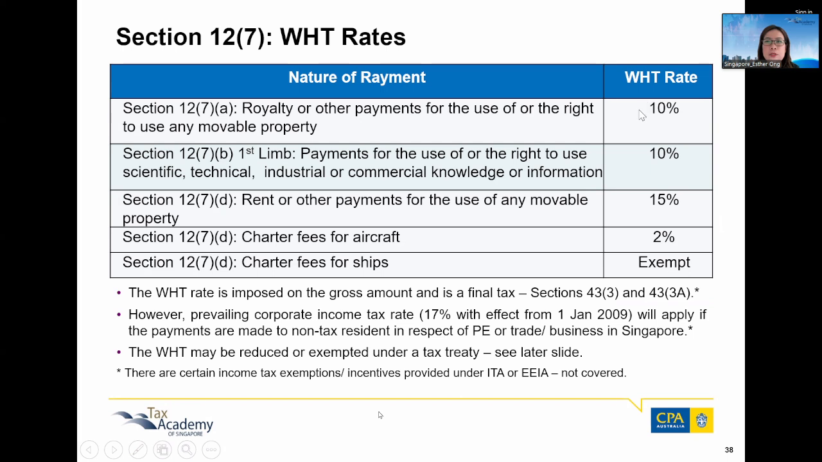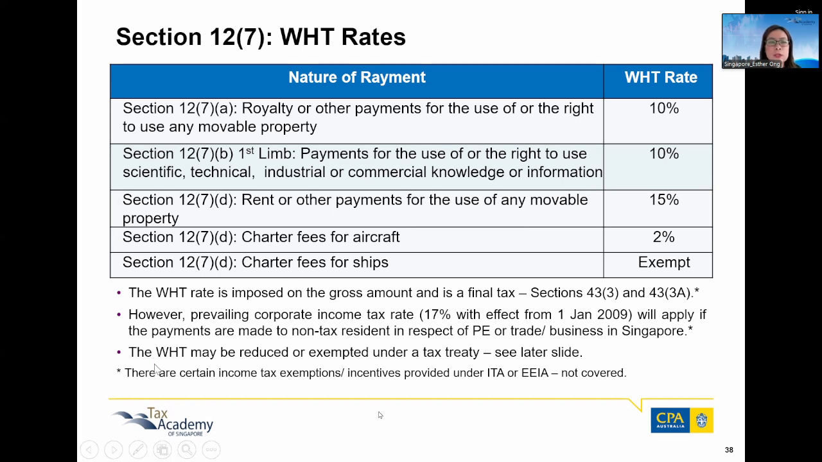So for these rates, since they are final, no further claim will be allowed. But based on a similar concept as I explained for Section 12.6 interest just now, if the non-resident has a PE or trade or business in Singapore, you can actually apply the withholding tax rate based on the prevailing corporate income tax rate of 17%. And then that non-resident can file a tax return to claim relevant deductions.